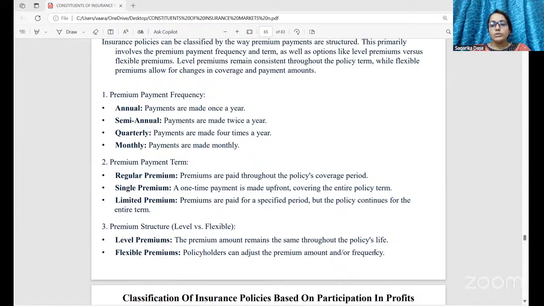Suppose the premium is paid yearly, they can convert it into half yearly. If they are paying half yearly, they can convert it into monthly. So like that, premium payment amounts can be altered. Even the frequency can also be altered in flexible premiums. These are the premium payment methods based on which the insurance policies will be classified.